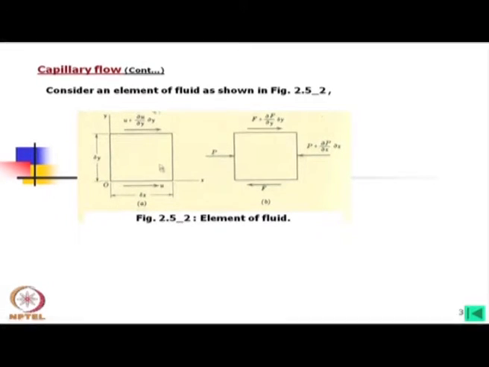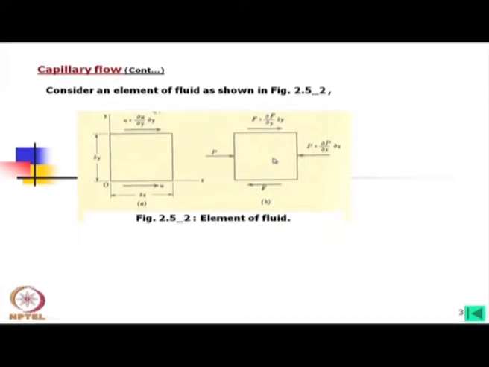Now, inside that fluid film we have considered a cube of fluid. In the other direction it is del z. That means the volume of this fluid is del x into del y into del z. Now, look at this: if at that point the velocity is u, then at the top level of this element the velocity will be u plus del u del y into del y.